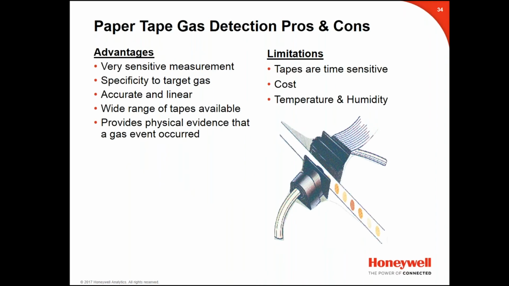Some of the advantages of paper tape gas detection are its measurement sensitivity. It is specific to the target gas, its accuracy and its linearity, and there are a wide range of tapes available. Some of the limitations for paper tape are tapes are time sensitive. In other words, they have a shelf life and can be sensitive to changes in temperature, pressure, and humidity. Primarily used in the semiconductor industry, but it is one of the technologies that we wanted to discuss today. So generally, those are environmentally controlled applications.